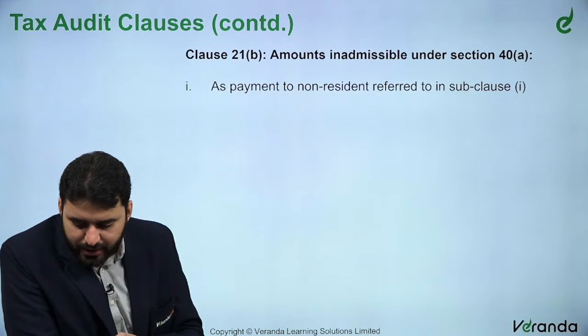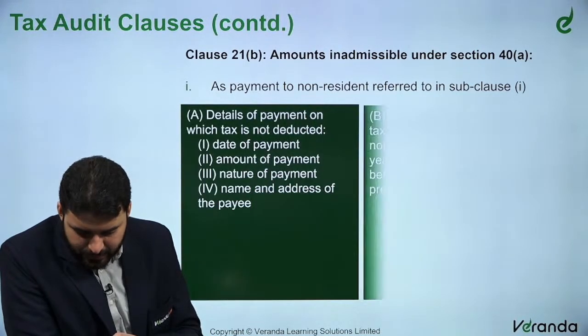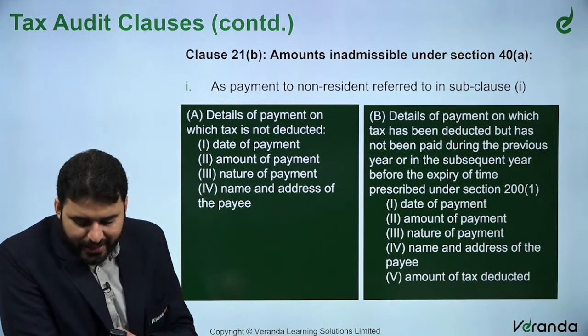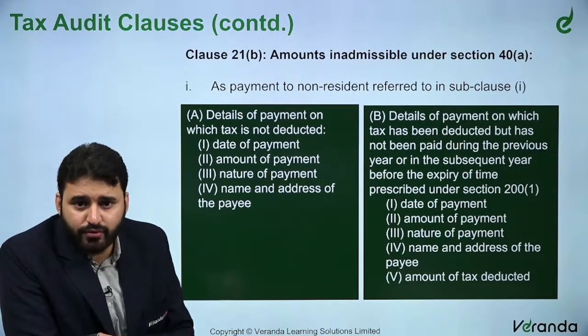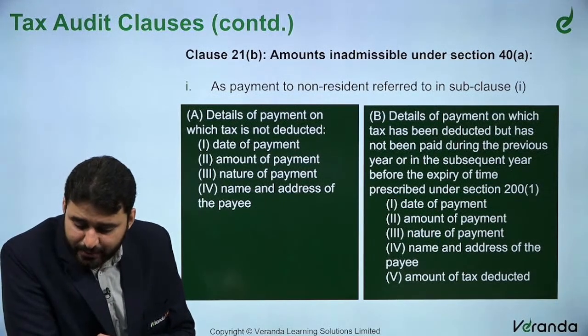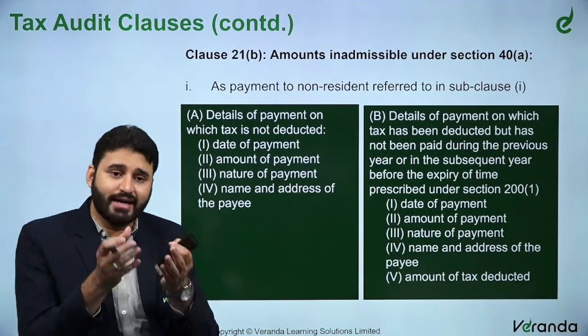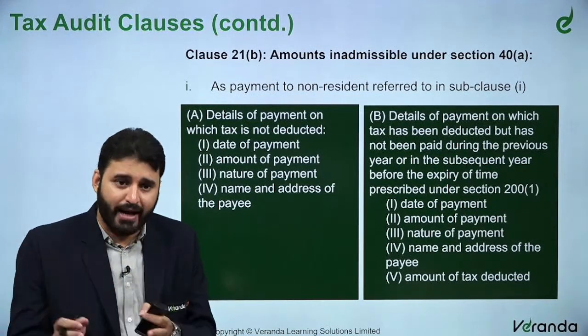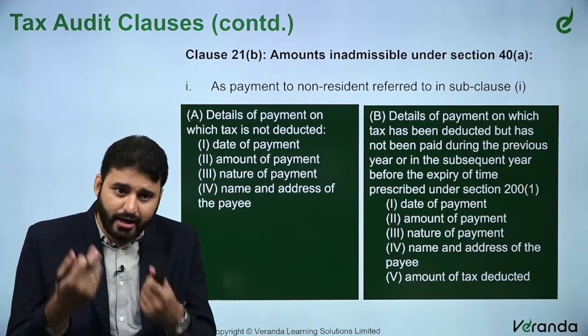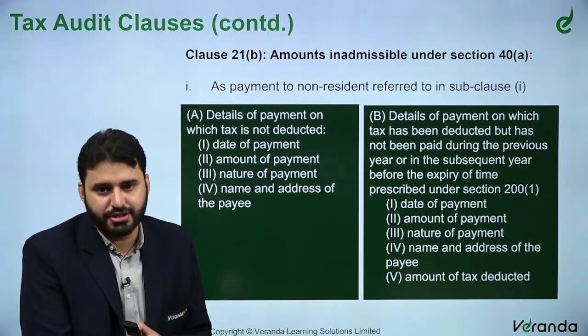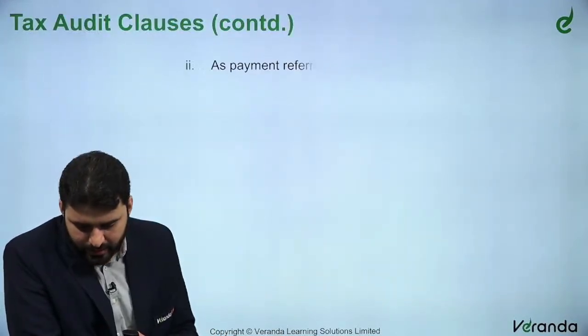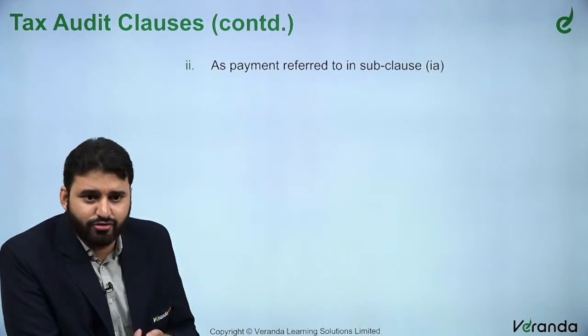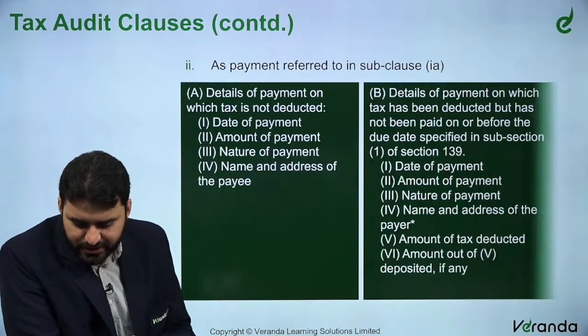So, payment to non-resident referred to in subclause (ia). These are the details of payments on which tax is not deducted that you will have to furnish. Also, details of payments on which tax has been deducted but has not been paid. So both: I have deducted tax and not paid, and I have not deducted at all. Both things will have to be furnished. Similarly, 40A(1)(a) covers your resident payments. The same disclosures have to be given.